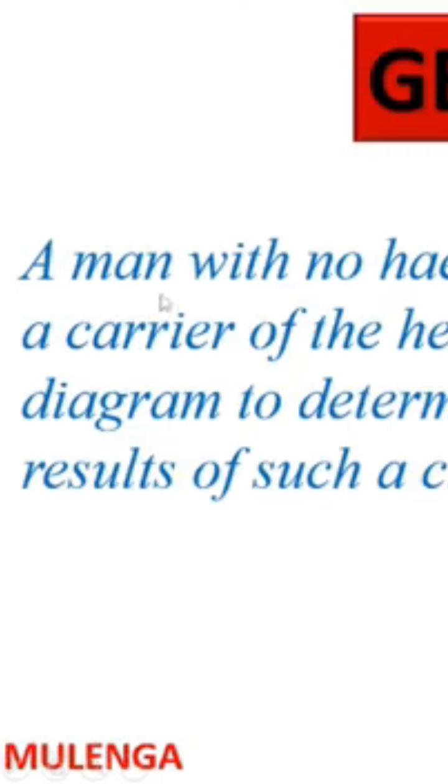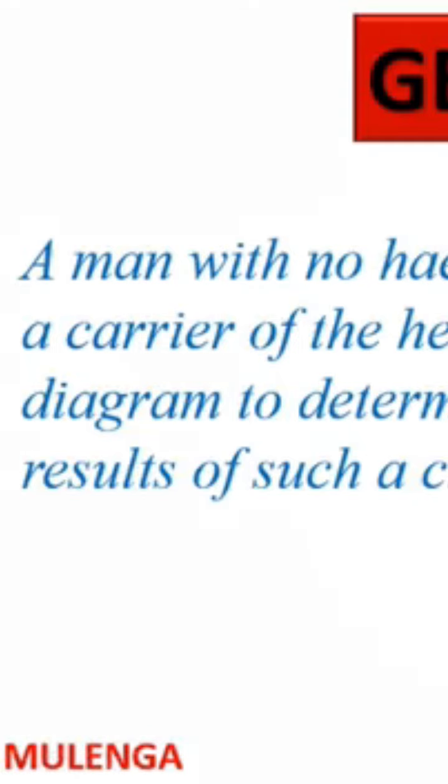So first, since we are looking at a man with no hemophilia who marries a woman who is a carrier of hemophilia, you need to understand that the man is normal, and the woman is also normal. But even though she is normal, she is a carrier because in her genotype she has a recessive gene for hemophilia. So the first thing is to identify the genotype and the phenotype, then you come up with a cross.